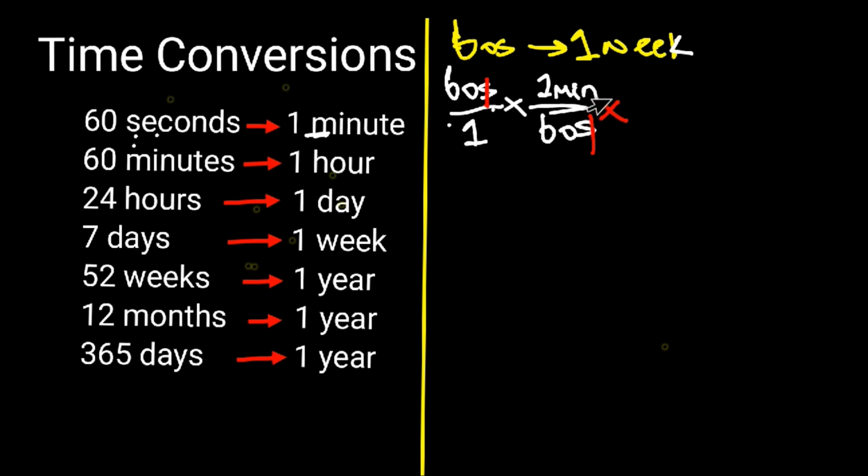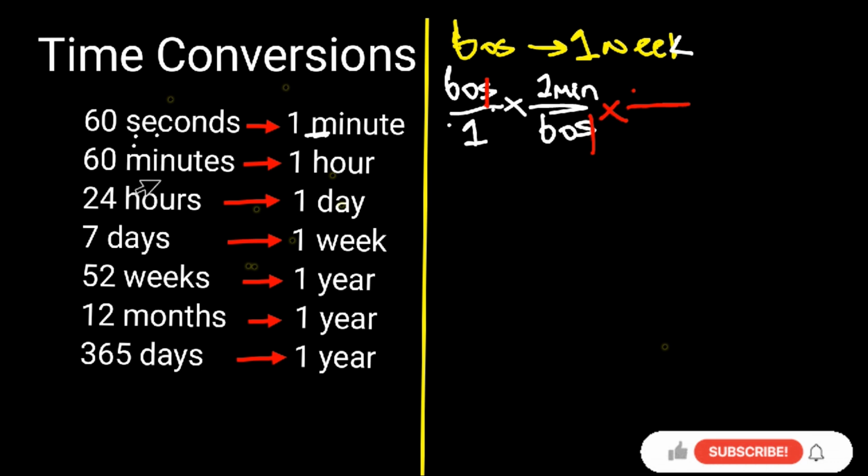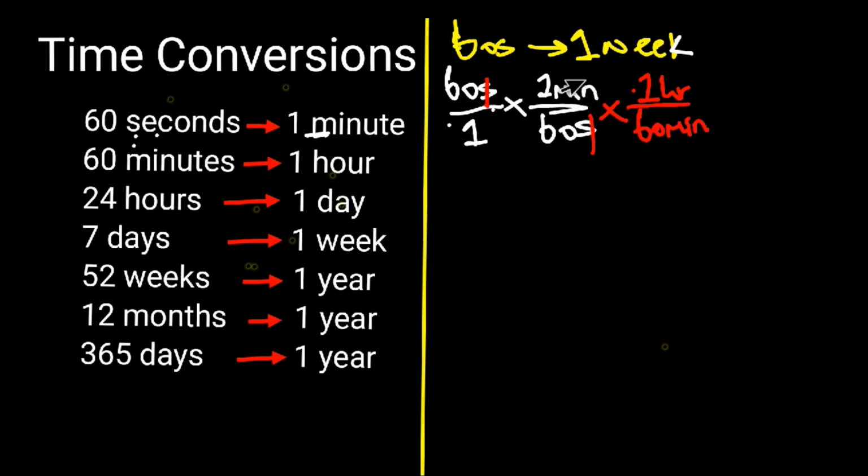So again, we are going to go from minutes to hours, because after minutes, the next unit of time we have is hours. So what's the relationship between minutes and hours? From this table here, we have that 60 minutes make 1 hour. And so we're going to write in such a way that minutes and minutes will cancel. So you have 60 minutes make 1 hour.